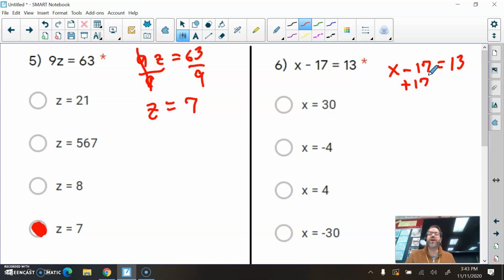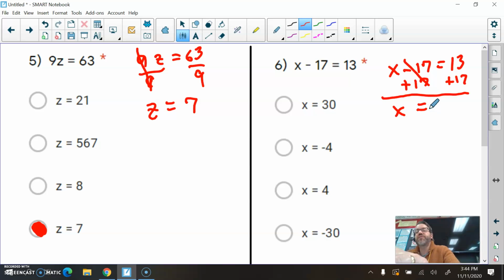We can do anything we want in equations. But if I do something on the left side, I must do the same thing on the right side of the equal sign. So I'm going to add 17 over here also. Draw a line under the whole thing. And you know what? Minus 17 and plus 17, they undo each other. So now I have x all by itself on the left side of the equal sign.